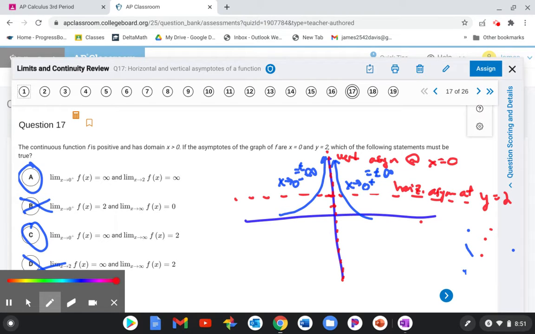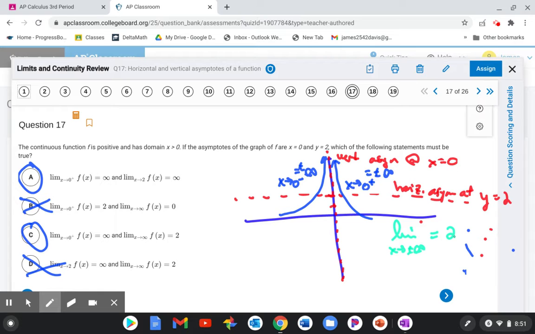From there, let's try to figure out the horizontal asymptote portion of that. And remember, for horizontal asymptotes, that's always going to be a limit as x goes to positive or negative infinity. So what we're looking for is a limit as x goes to either plus or minus infinity, and that has to equal 2. It has to equal a constant to give us a horizontal asymptote.